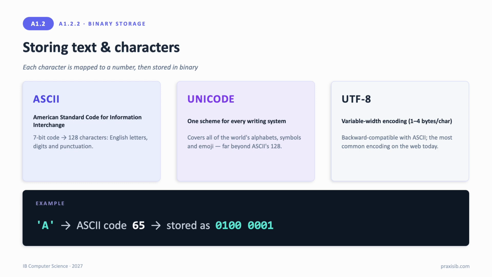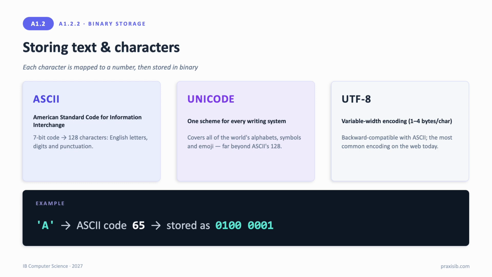ASCII uses 7 bits per character, which gives it room for 128 different characters. That's enough for the English alphabet in capitals and lowercase, the digits, and common punctuation. Let me show you with a real example. In ASCII, the capital letter A is assigned the number 65. And 65 in binary, written in 8 bits, is 0, 1, 0, 0, 0, 0, 0, 1. So when you type a capital A, that's the pattern of ones and zeros the computer actually stores.